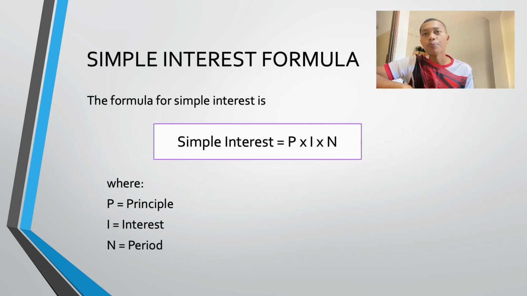The formula for simple interest. Simple interest is equal to P times I times N. P is the principal, which is the amount of payment, I is the interest, which is the interest rate, and N is the period or the time.